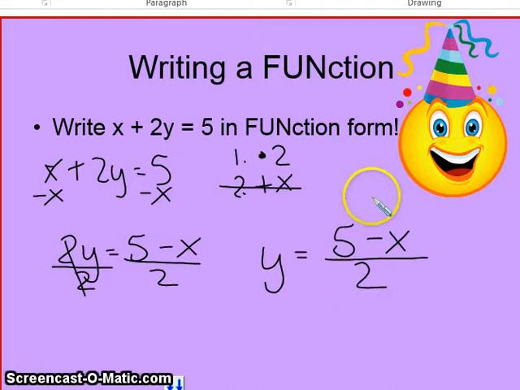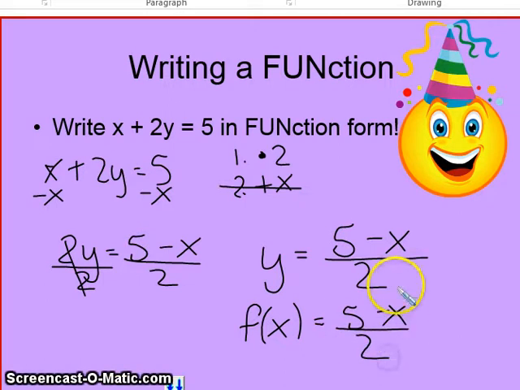Now that I have this, in order to write it in function form, all I have to do is replace the y with f of x. Now this is in function form. F can be different. It can be g, it can be h, it can be r, it can be whatever you want to name the function. But what is in here has to be x because that's the variable used in the function.